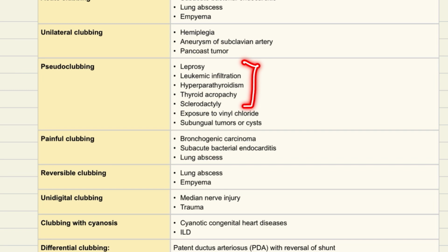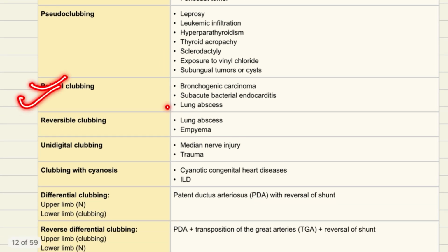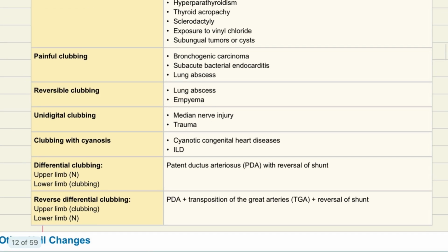So these are the important ones. You cannot choose to not remember these also. So few are the important ones. Then we have the painful clubbing seen in lung abscess, subacute bacterial endocarditis and bronchogenic carcinoma. Reversible clubbing is seen in the cases of lung abscess and empyema. Unidigital means in a single finger, you can see in the median nerve or the trauma cases. Clubbing with cyanosis is seen in congenital heart diseases, cyanotic ones.